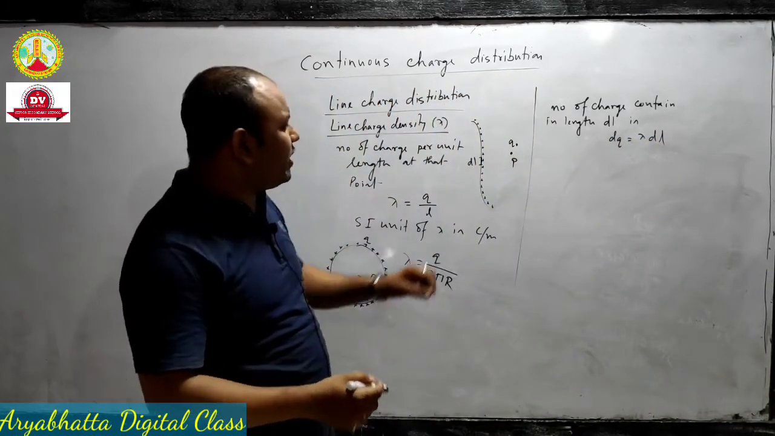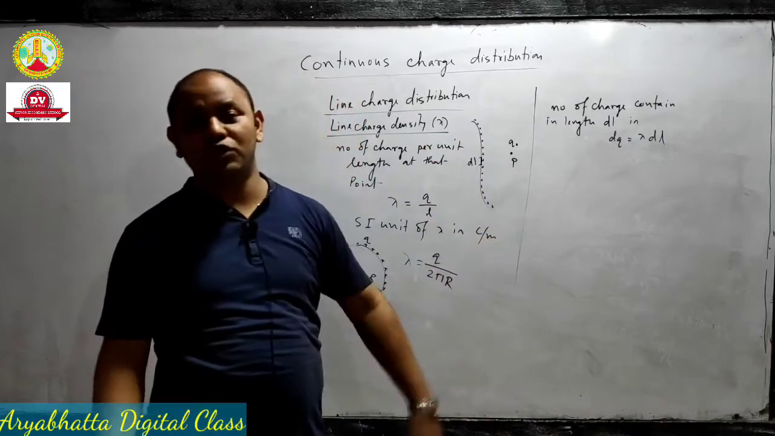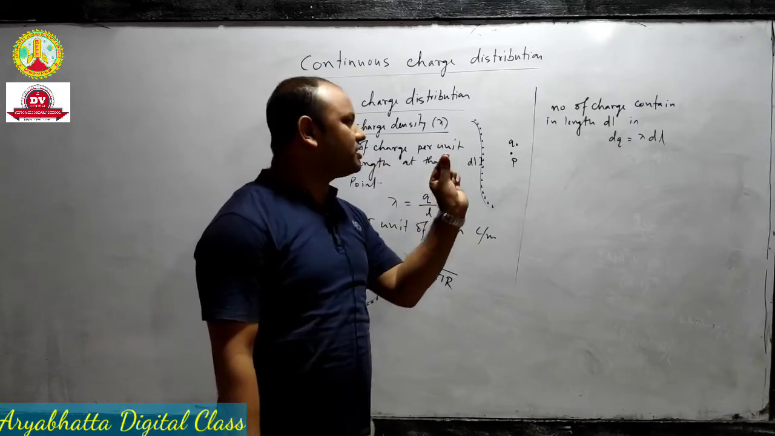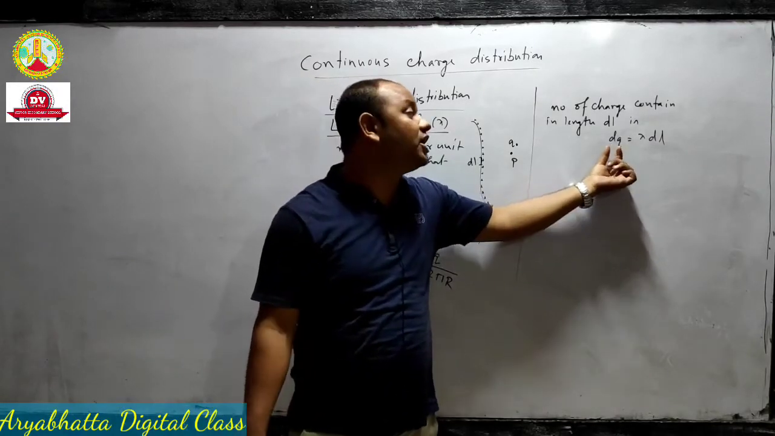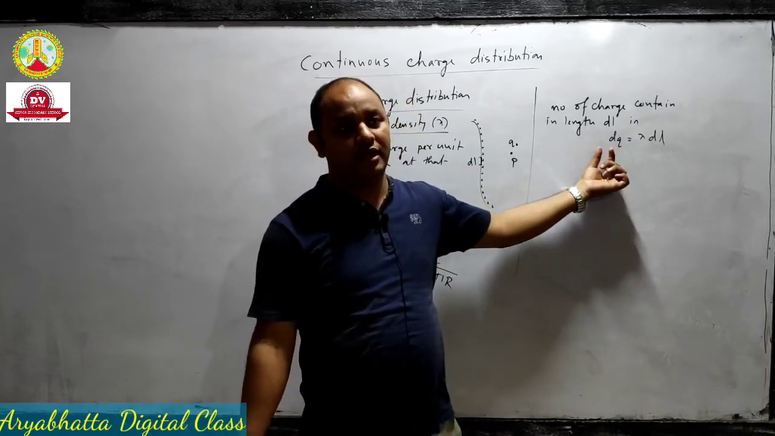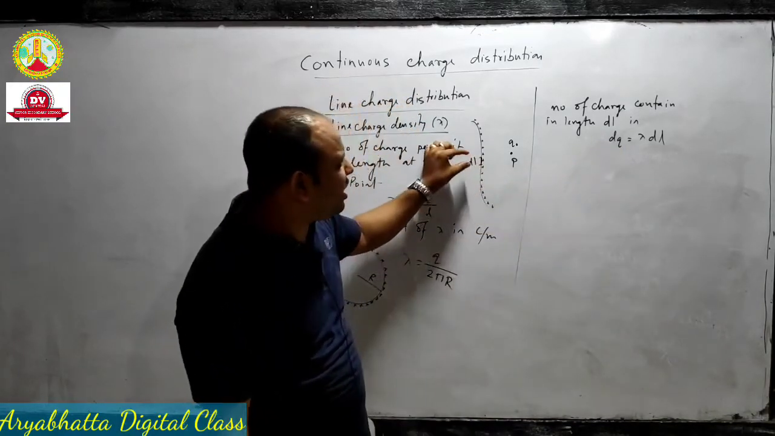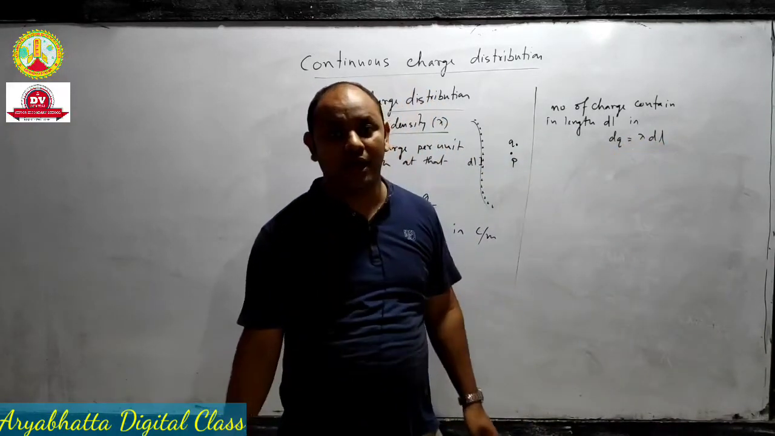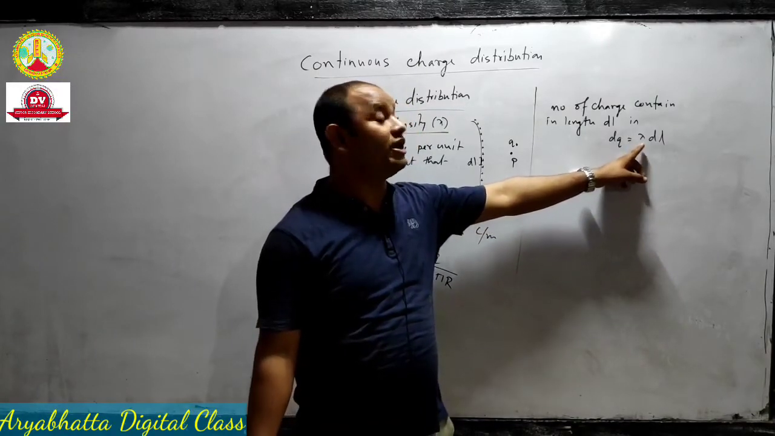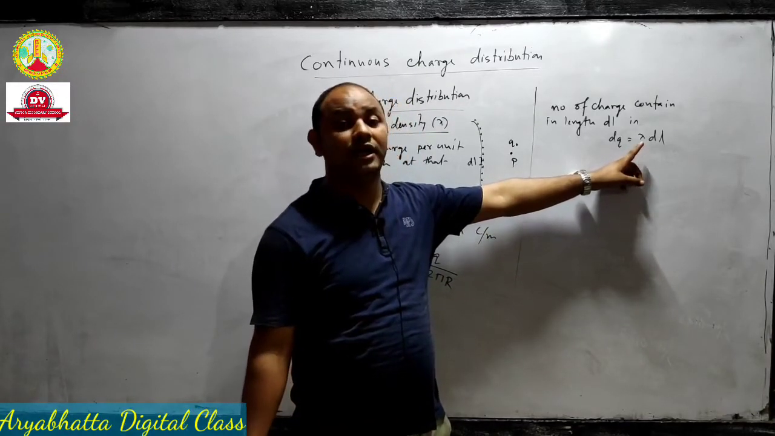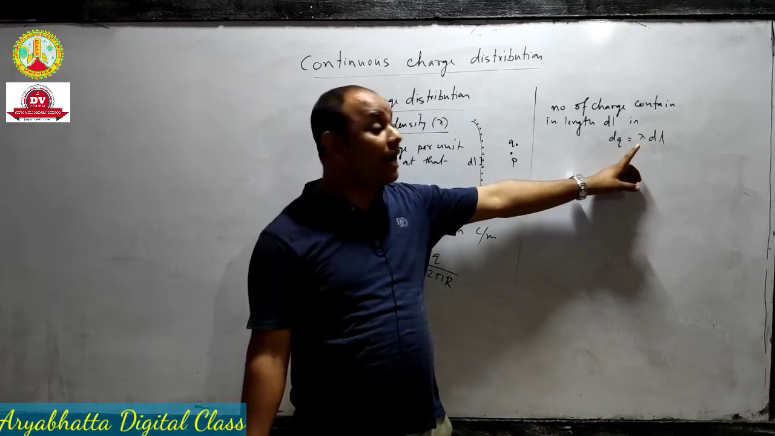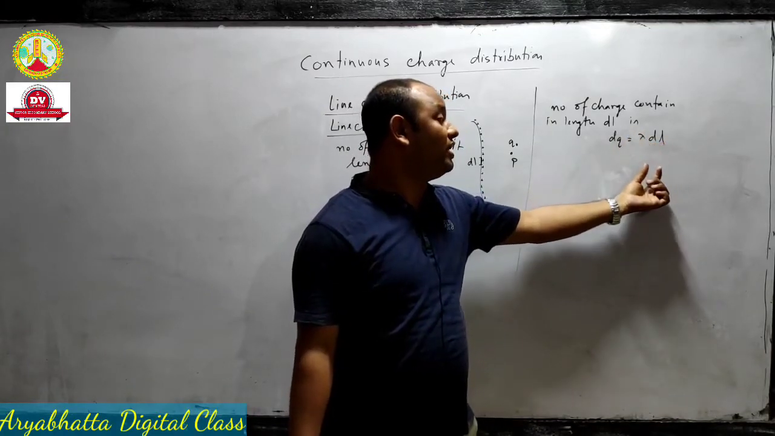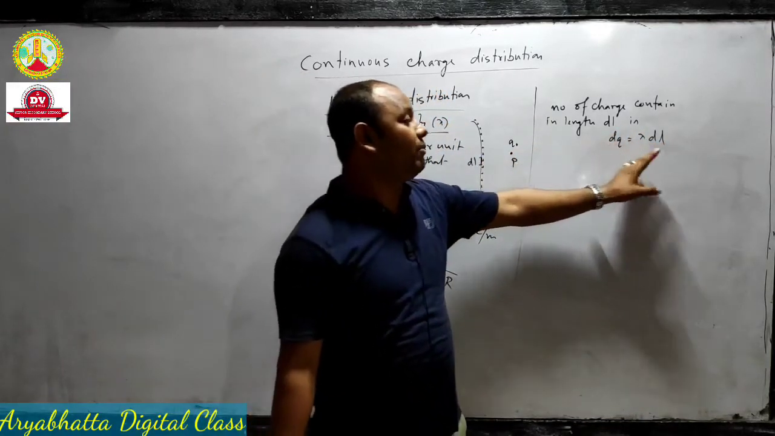We have considered a very small length, that is why the charge will be very small. That is why we have written dq. dq is the number of charge contained in the very small length dl, and the amount is lambda into dl. Lambda is the number of charge contained per unit length, and we have chosen dl length. That is why the charge contained in length dl will be lambda into dl.